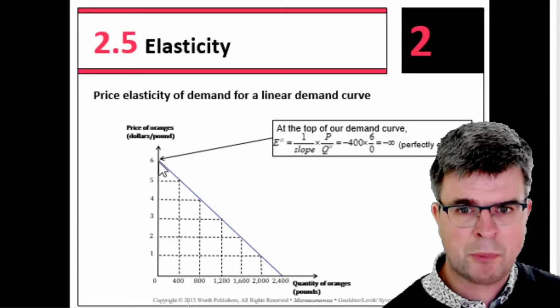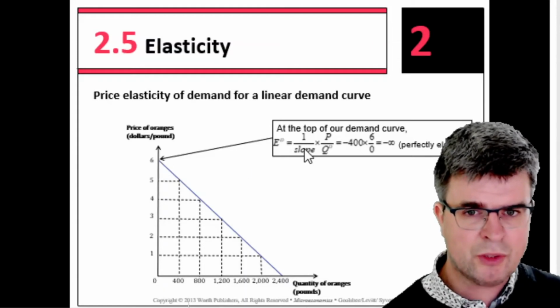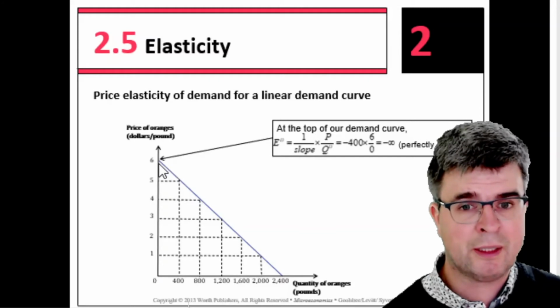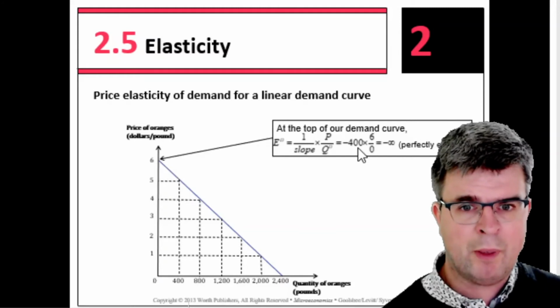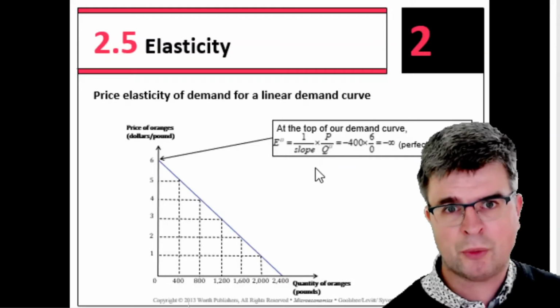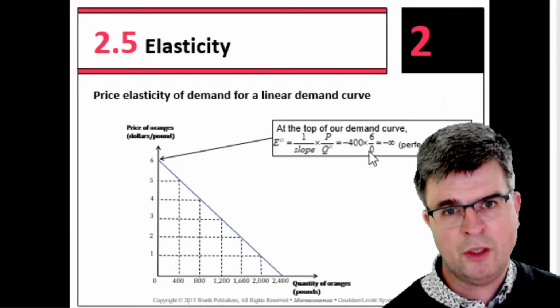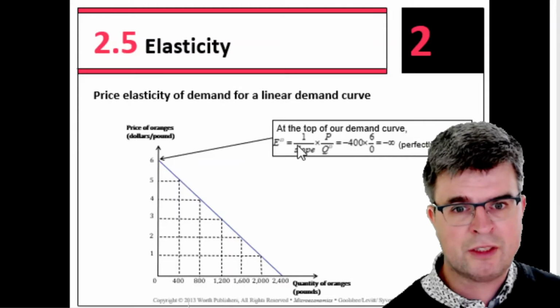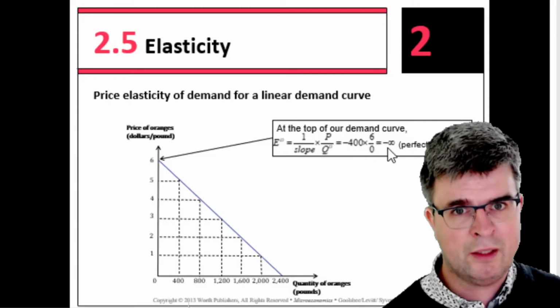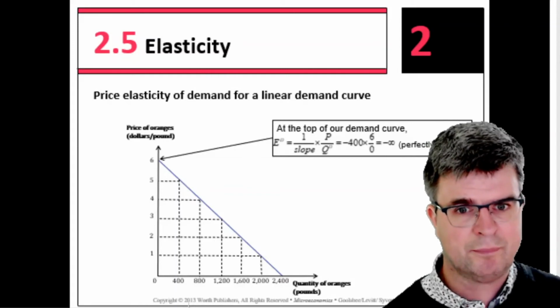And if we're at this point, our initial quantity and initial price are equal to 0 and 6. So to compute the elasticity at this particular point, we have minus 400 times the initial price equal to 6 divided by the initial quantity equal to 0. And given that we have a 0 in the denominator, it means that our elasticity is minus infinity here. So our demand is perfectly elastic.